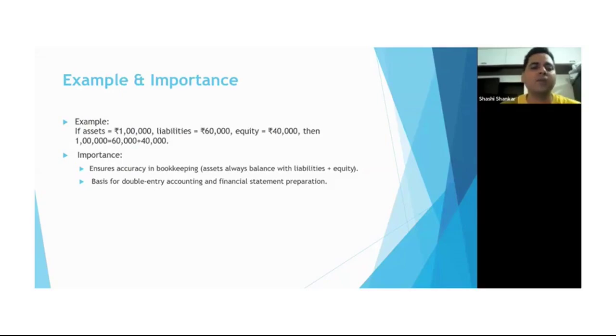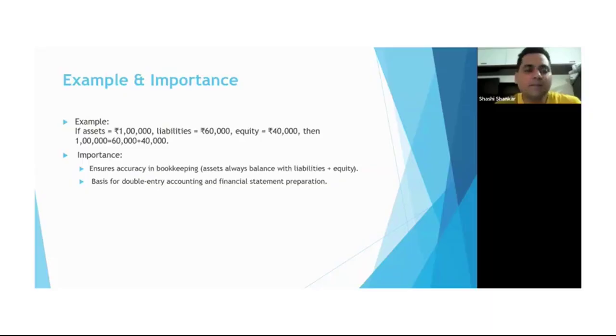In another formula, suppose asset is there, liability is there, however equity is not there, that means owner's capital or retained earnings is not there. Then how can we identify it? With this equation, equity is equal to asset minus liability. That means 1 lakh minus 60,000 is equal to 40,000 for equity. So it is pretty clear that we work with the same equation, asset is equal to liability plus equity, and we can identify the missing value.